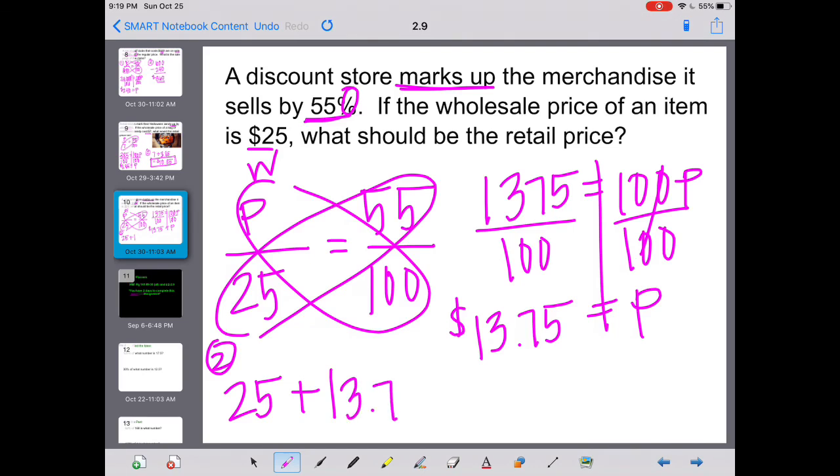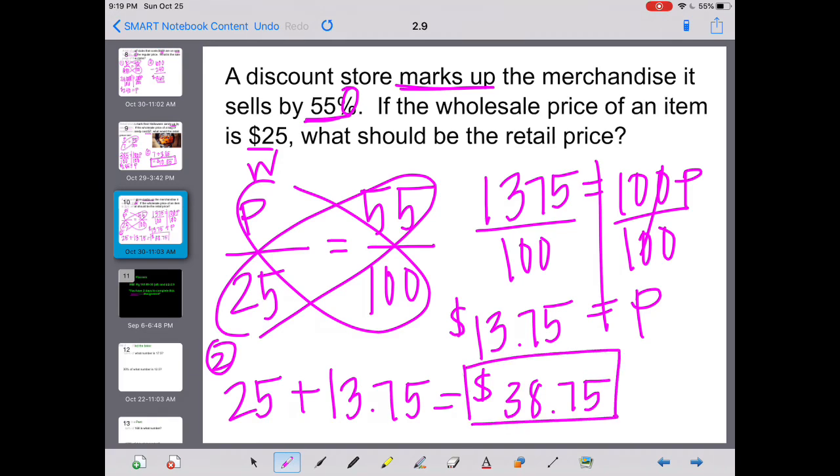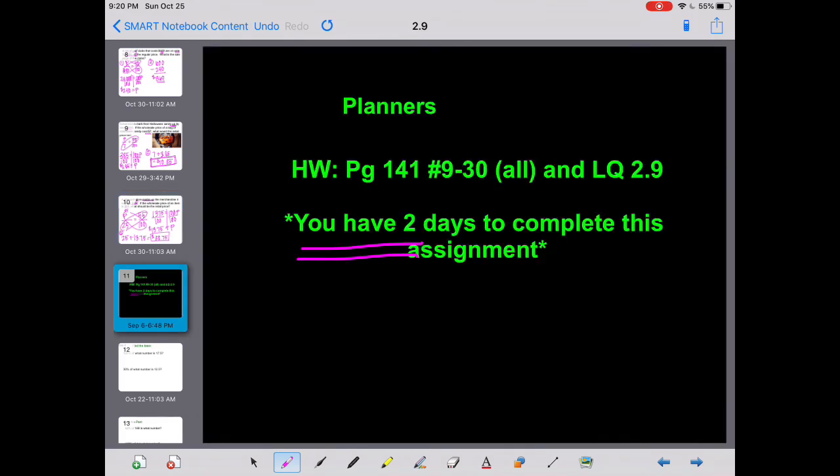Okay, so if they paid 25, step 2 here is to take what the store paid for at wholesale, add on what they're going to mark it up, and that tells me that as a retail customer, I am going to have to pay $38.75 for that item.